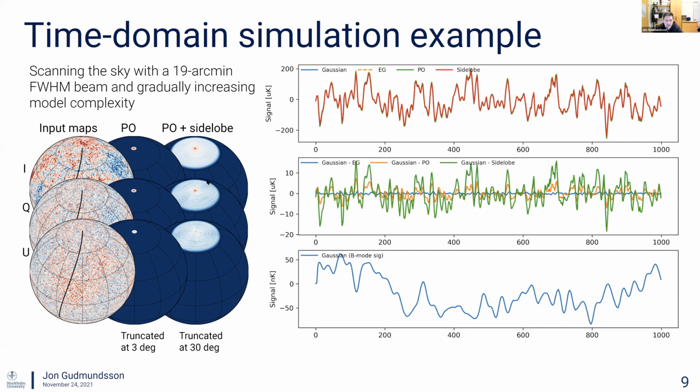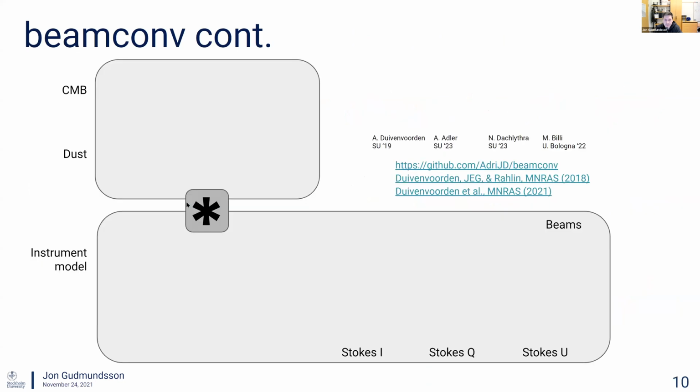If you inject side lobes into your model, instead of truncating your beam at 3 degrees, you let it go all the way to 30 degrees, things get even worse, right? The difference between a Gaussian beam model and the PO beam with a side lobe is now roughly 10 microkelvin in the signal time stream. Okay, so the whole point really is just to, I guess, scare us. The optical non-idealities that we're not accounting for, or might not be accounting for, in our analysis are much larger than the signal that we're looking for.